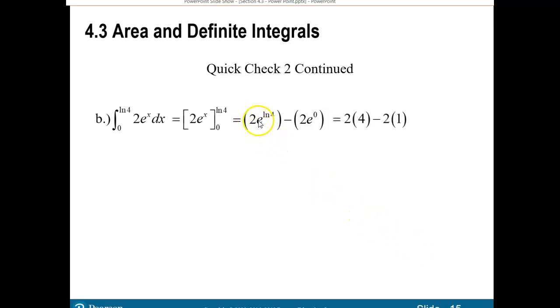And you're going to simplify. So remember, the base of the natural log is e. And since the base of its power down here is also e, that'll just simplify to 4. So this becomes 2 times 4. e to the 0 is 1, so that's minus 2 times 1. So 8 minus 2 is 6.